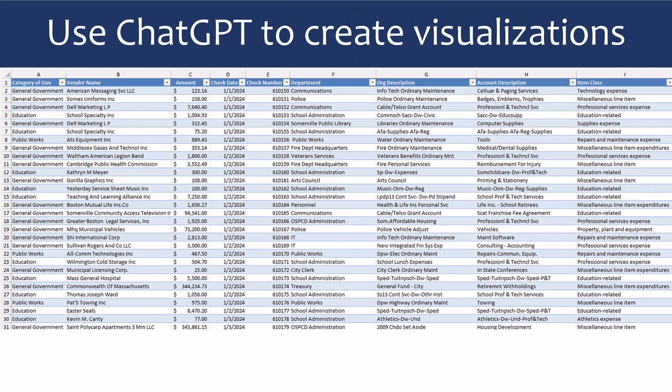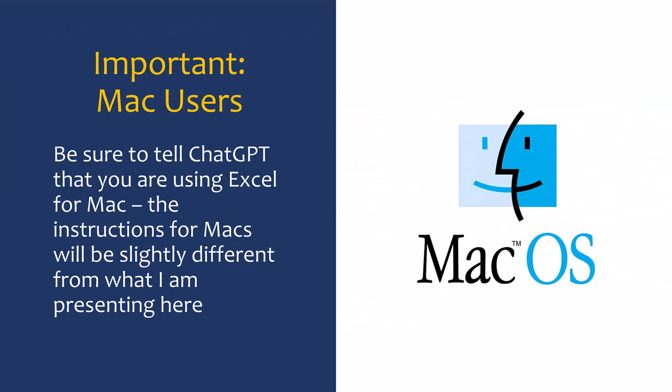Let's begin with the data table in the Visuals GPT worksheet. Let's say we would like to draw attention to all the check amounts in column C that are over $10,000 by making the text for those amounts bold and red. If you are using a Mac, that is important information to share with ChatGPT in your prompts. Be sure to tell ChatGPT that you are using Excel for Mac. The instructions for Macs will be slightly different from what I'm presenting here.